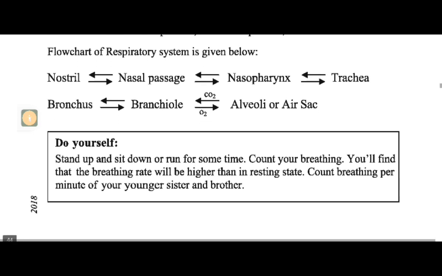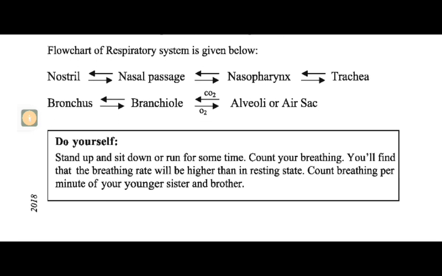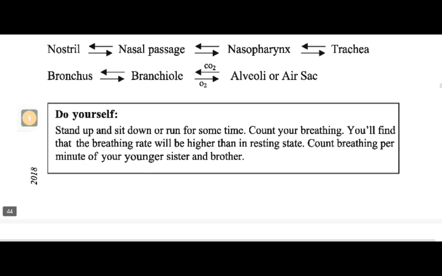Flowchart of respiratory system is given below. From the nostril, it goes to the nasal passage. From the nasal passage to the nasopharynx, nasopharynx to trachea, trachea to bronchus, bronchus to bronchiole, and from bronchiole to the alveoli or air sac, where oxygen and carbon dioxide are interchanged. Then it comes to the bronchiole, bronchiole to bronchus, bronchus to trachea, trachea to nasopharynx, nasopharynx to nasal passage, and nasal passage to nostril, and carbon dioxide goes outside the body.